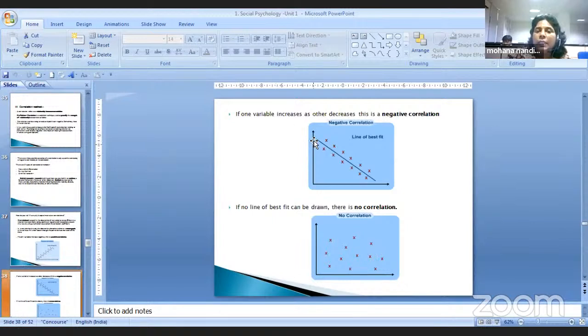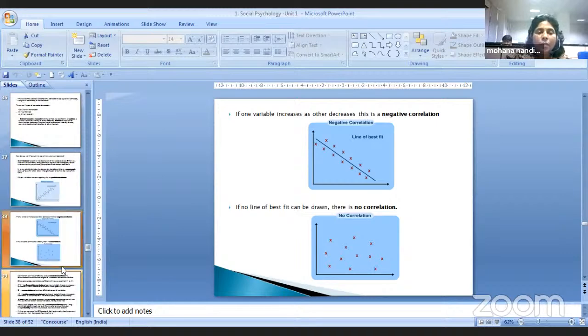If one variable increases, the other variable decreases. This is called negative correlation. If no line of best fit can be drawn, we cannot draw any line here, which means there is no common thing. This is called no correlation.